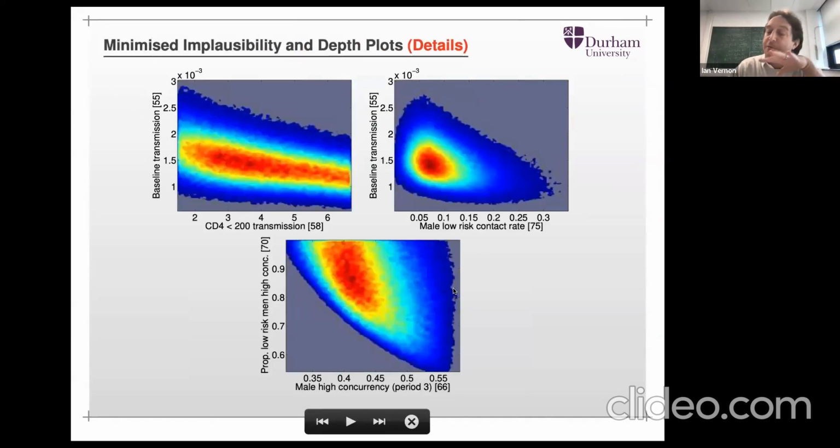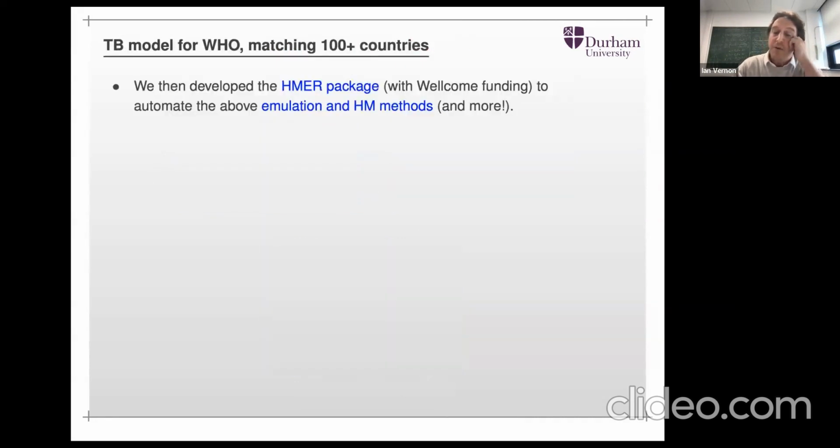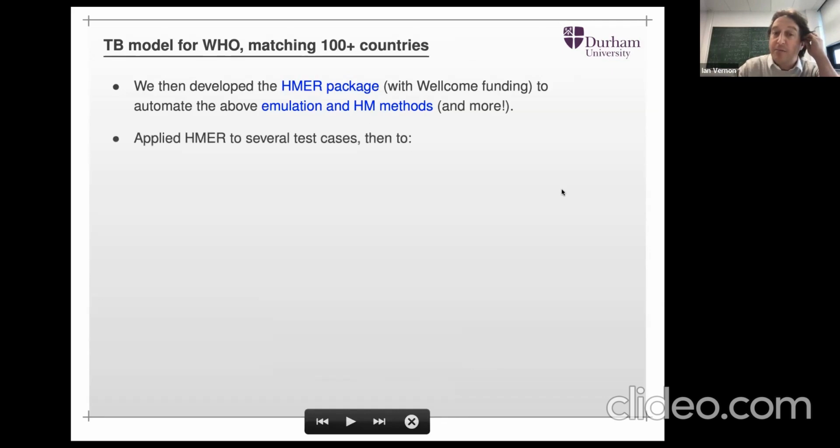Now that's what we did in our first few projects on this. And that's all great. But then thankfully, thanks to Nikki, again, we got further funding, welcome funding for 3 more years to automate the above process, because the above process is all fun. But really, to roll it out, we want you guys to be able to use it without much input from a statistician. Although do talk to statisticians if you can. Don't make us redundant, that would be a shame. So we then developed the HMER package with welcome funding to automate the above emulation and history matching methods.